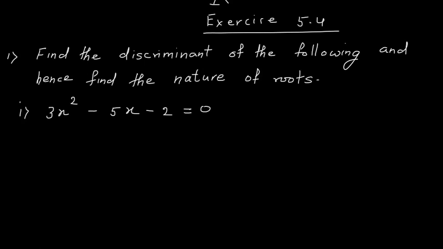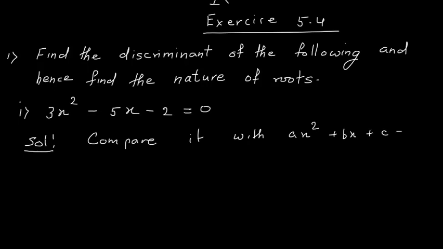So first problem of exercise 5.4 is find the discriminant of the following and hence find the nature of the roots. Equation is 3x square minus 5x minus 2 is equal to 0. So in solution, we first compare it with ax square plus bx plus c equal to 0. We get value of a as 3, value of b as minus 5 and value of c as minus 2.